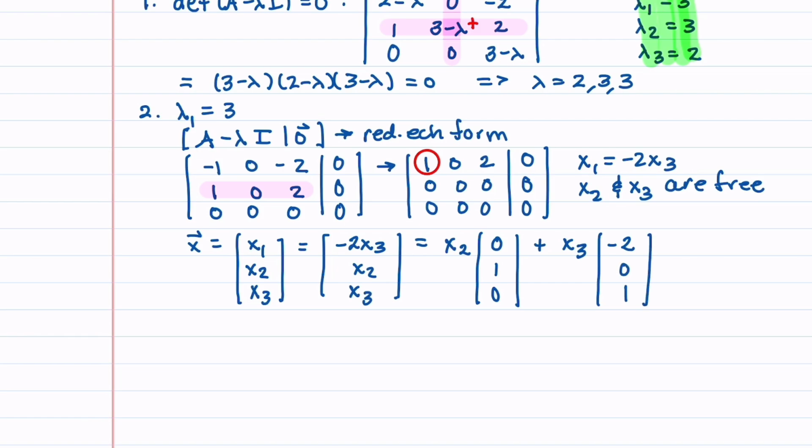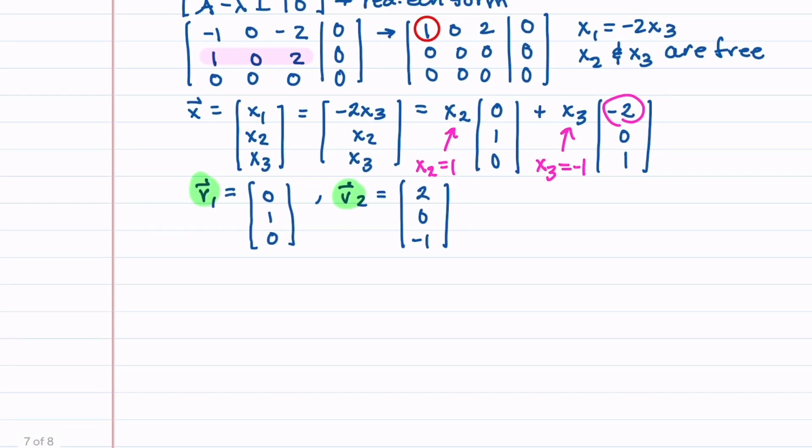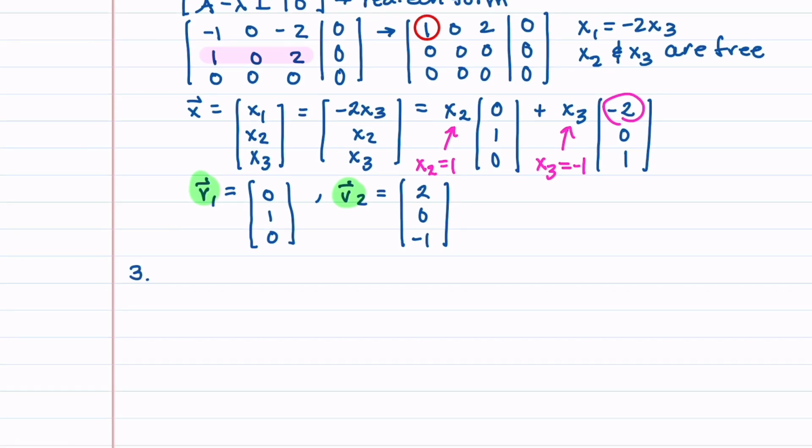Now we need to choose values for our free variables. I'm going to choose x2 to be equal to 1, and I'm going to choose x3 to be equal to -1, just so that our first entry is positive. Our first eigenvector, v1, will then be the vector 0, 1, 0, and our second eigenvector, v2, is going to be the vector 2, 0, -1. I'm going to highlight these because we're going to need to refer back to them when we write our matrix P. Hang with me, we just have one more eigenvector to find.